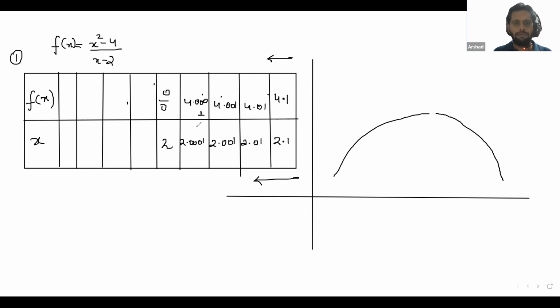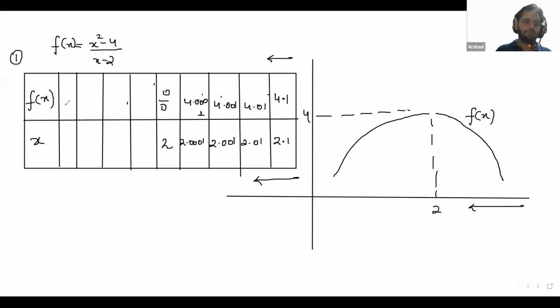Okay, so we can say when from the right side we approach this value 2, then the function will approach 4. So for example, in this graph, if we write this as 2, okay, and this is 4. So we can say that when we approach 2 from the right side, then this function f(x) will approach 4.